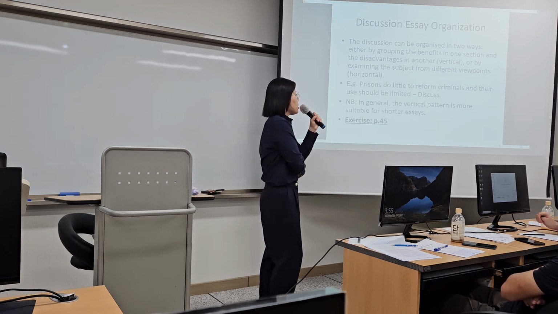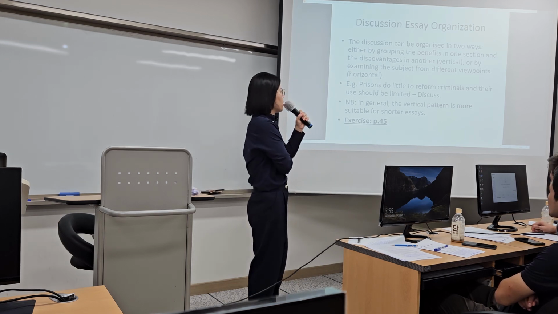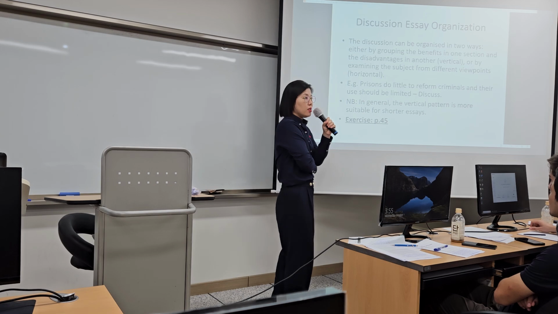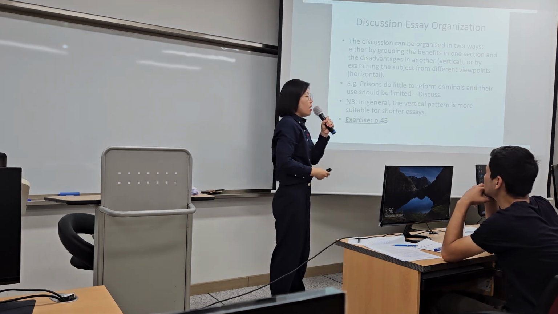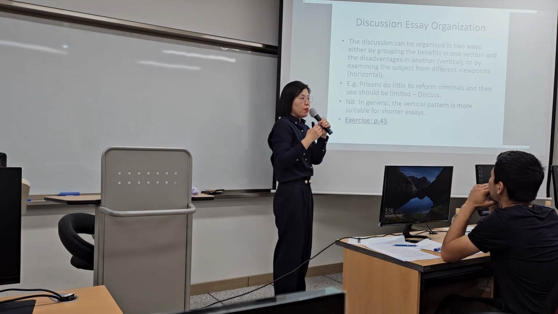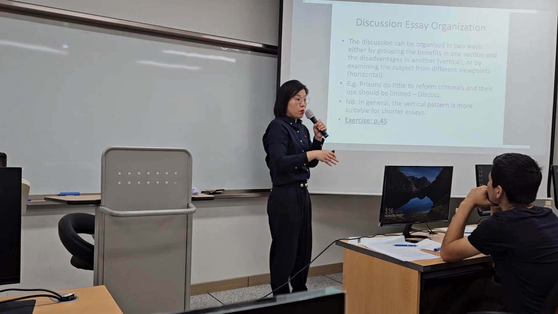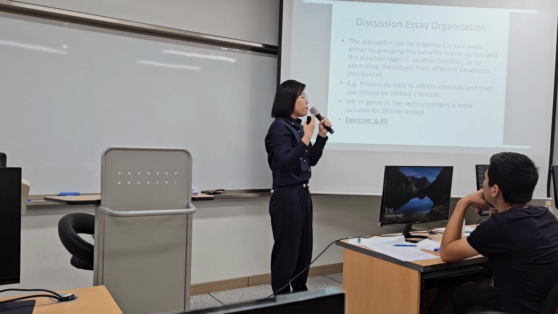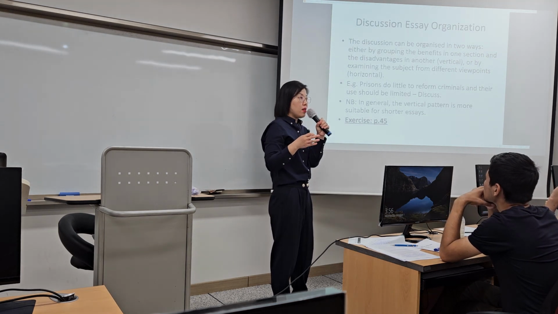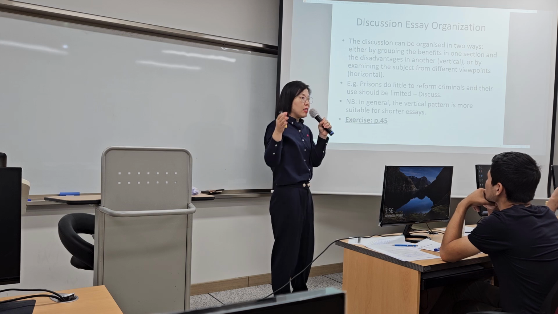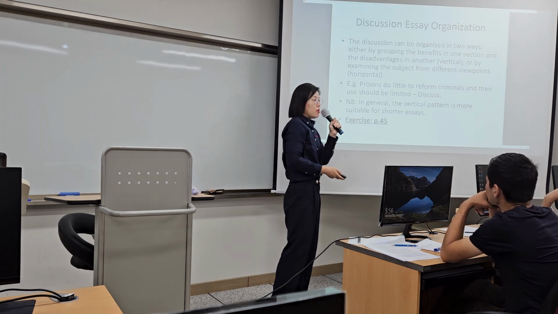Right, so if you're given this essay prompt, prisons do little to reform criminals and their use should be limited. So this is a statement, right? And it says discuss. This is an essay prompt. And if you're given a short period of time, then usually just use the vertical method, which basically illustrates the pros and cons of a given issue. But if you're planning to write a longer essay, then you can use the horizontal method, basically discussing various aspects of a given problem, but normally the vertical method is enough.